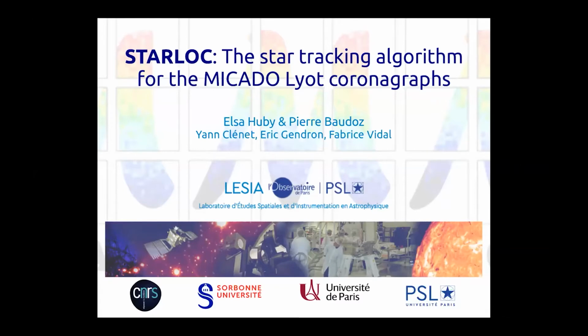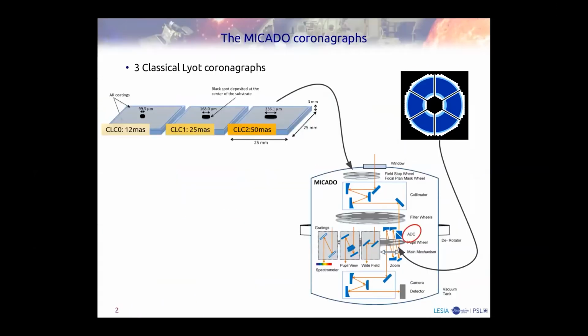So I'm going to present the STARLOC algorithm, which is an algorithm that we've developed with Pierre Bedoz here at Paris Observatory to track the star on the MICADO Lyot coronagraphs. So you may already know that there are 3 classical Lyot coronagraphs in MICADO with 3 different occulting spot diameters, 12, 25, and 15 mas. And there is a Lyot stop.